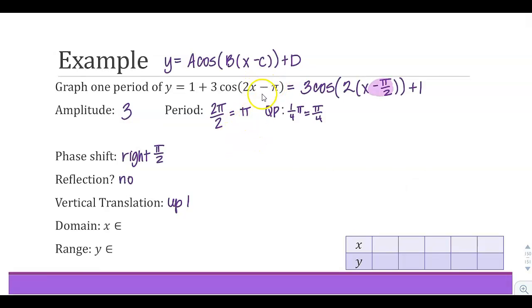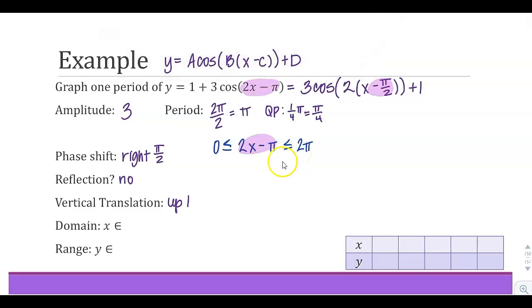This next method is going to involve looking at the part that's inside of the cosine function. So I'm going to focus on this 2x minus pi. We could also take the factored version, 2 times the quantity x minus pi over 2. It doesn't matter. We're going to take that inside part and solve the 3-part inequality: 0 is less than or equal to 2x minus pi is less than or equal to 2 pi. So we're going to take the inside only of the cosine function and put it between 0 and 2 pi and solve for x.